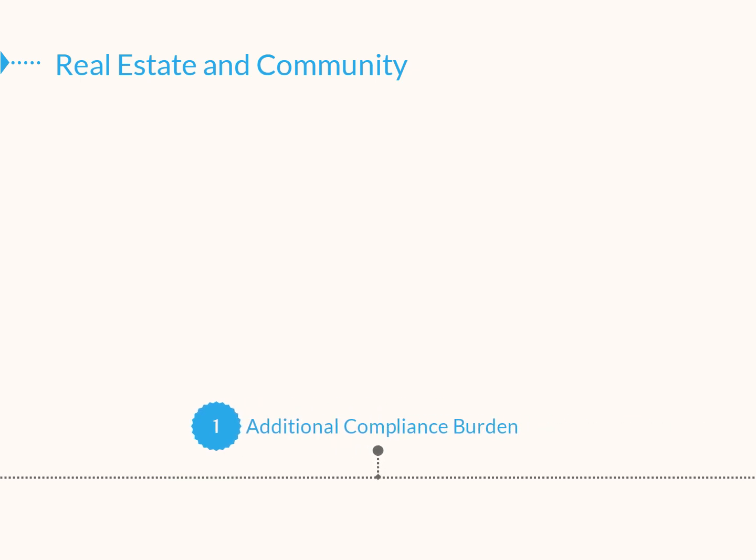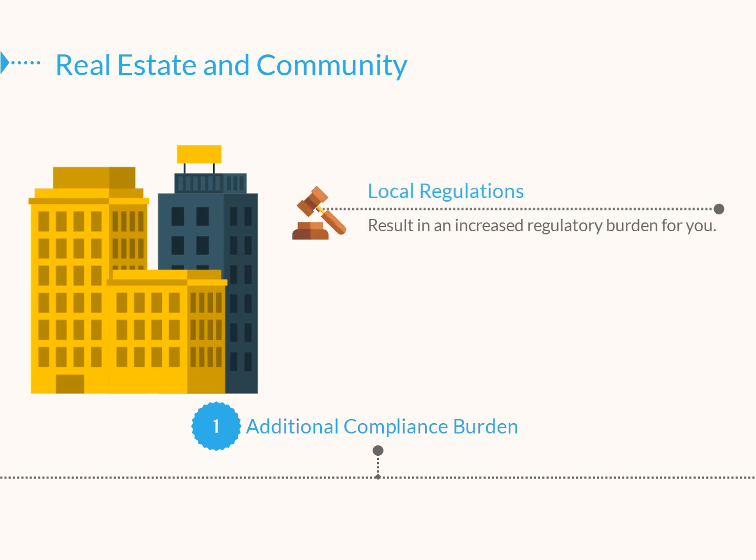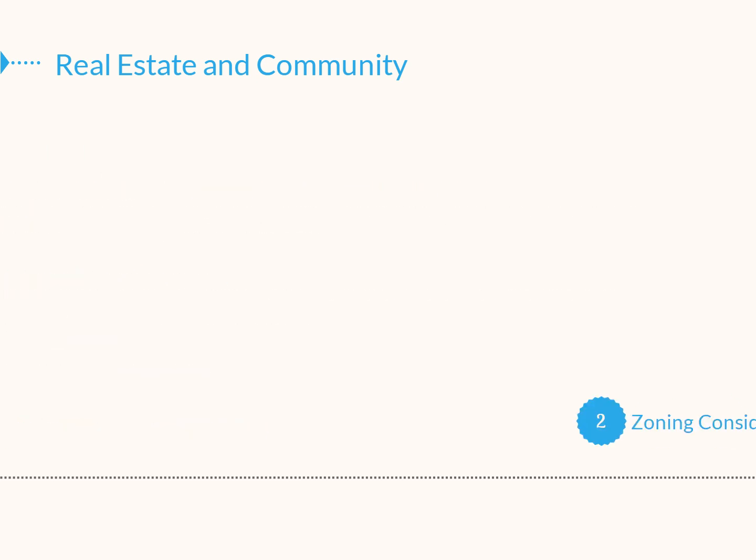1. Additional compliance burden. The first thing to take a look at is whether an individual town or city has local regulations, which may result in an increased regulatory burden for you. Some communities want to encourage the development of the cannabis industry, and some do not, and they often accomplish this by adjusting their laws.